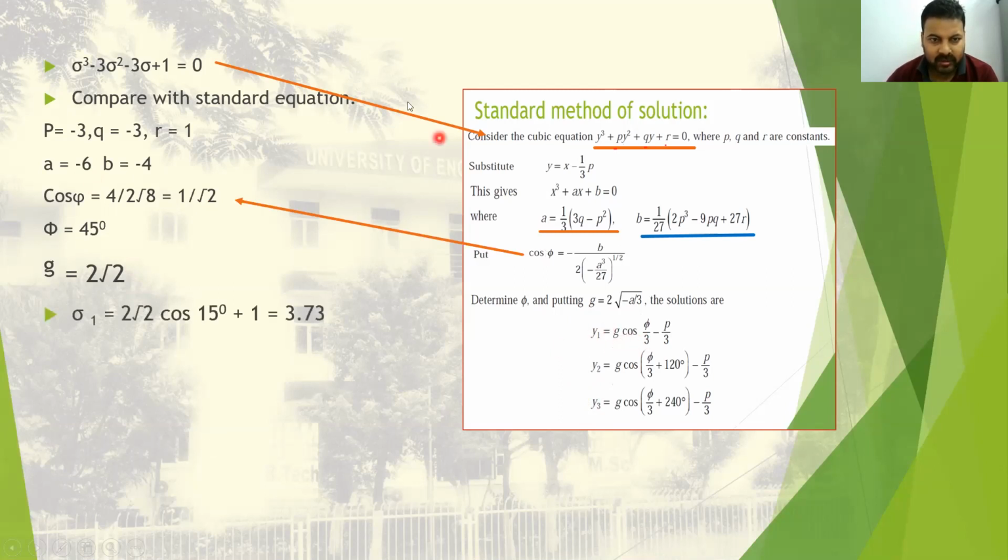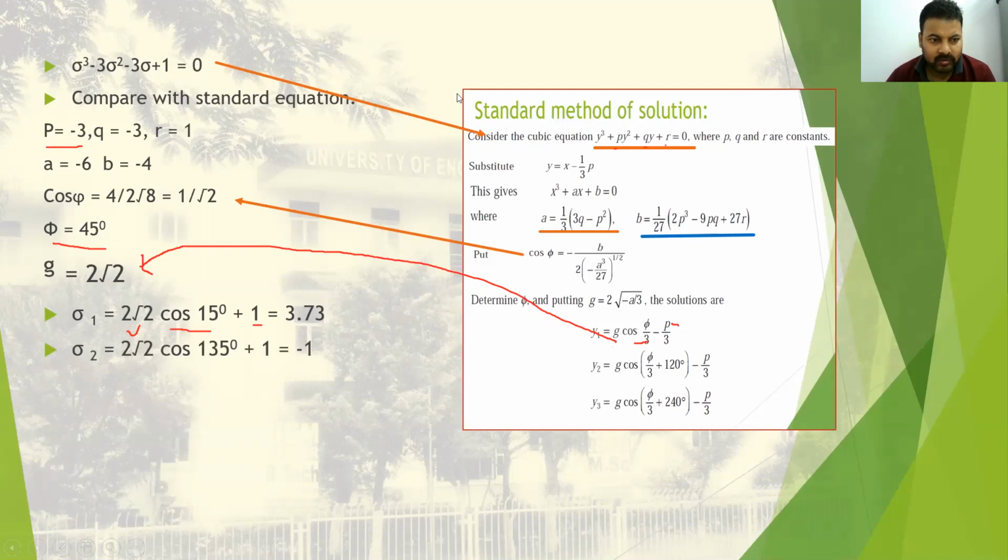So g is equal to, this g is equal to root 2. So that's why we have written like this. Then after cos phi by 3, phi is 45 degree, that's why it is 45 by 3, 15 degree. And this p is equal to minus 3. So minus 3, and this minus becomes plus 1 divided by 3, so it is 1. So we have the value of sigma 1 like this. So similarly, we can find out the value of sigma 2.